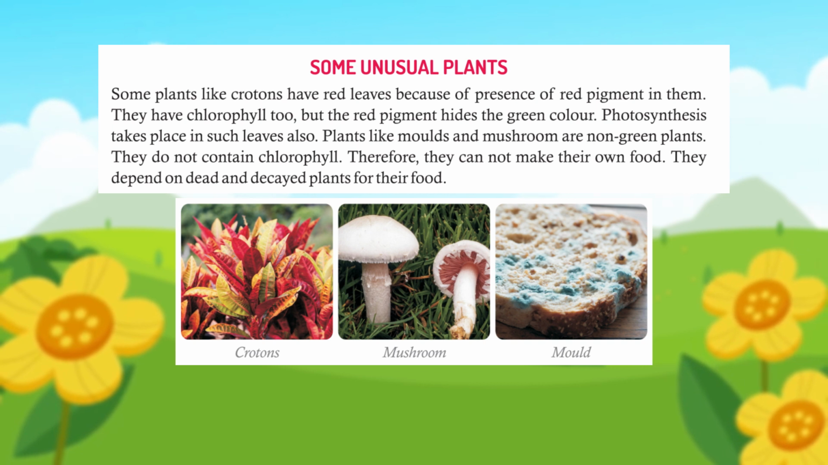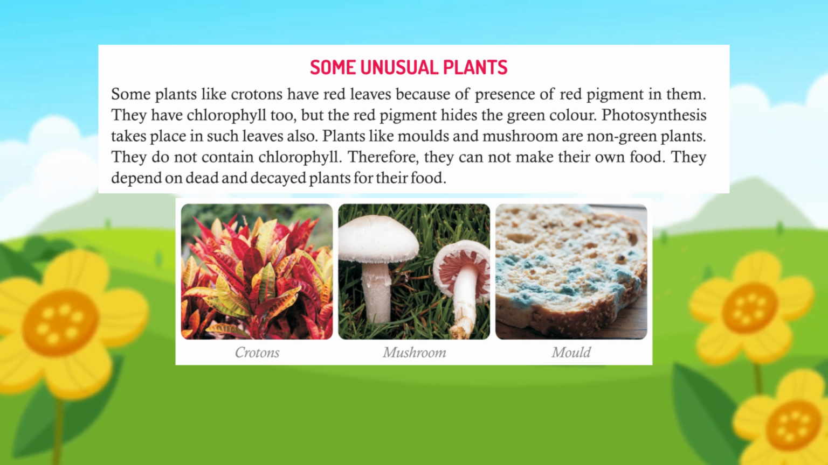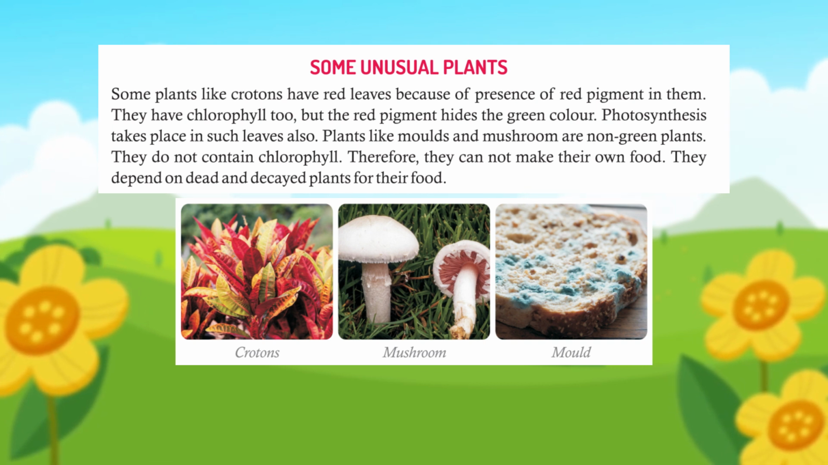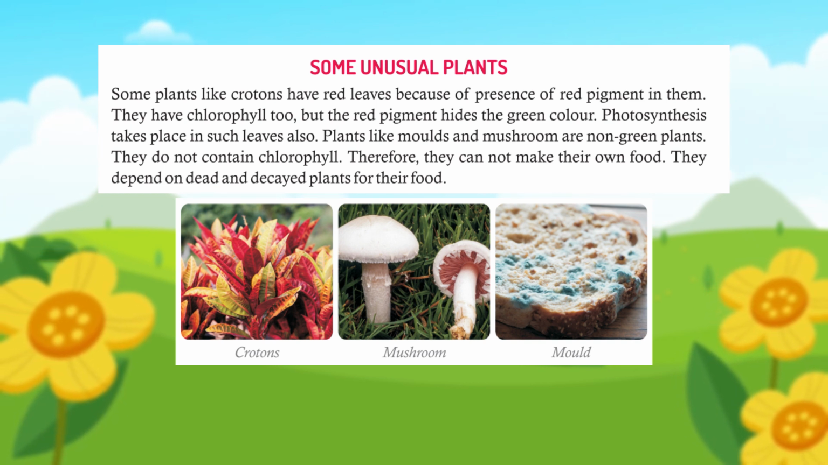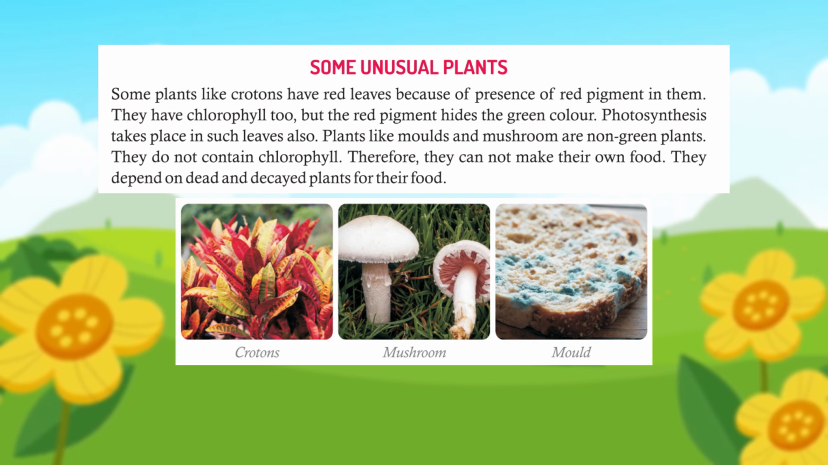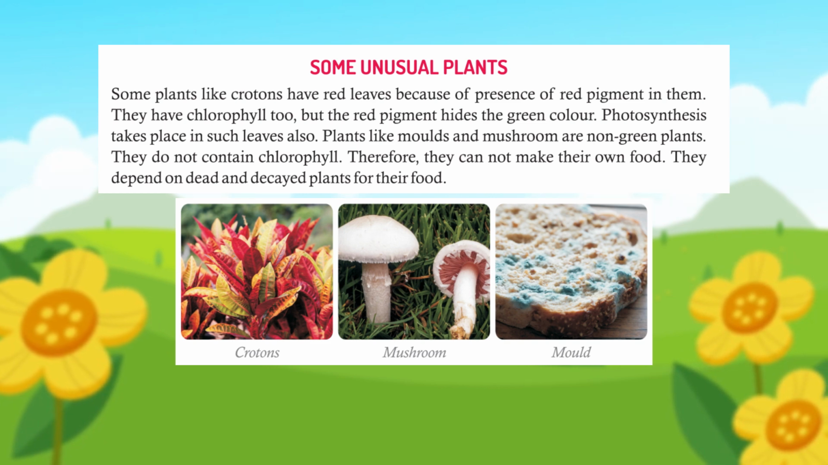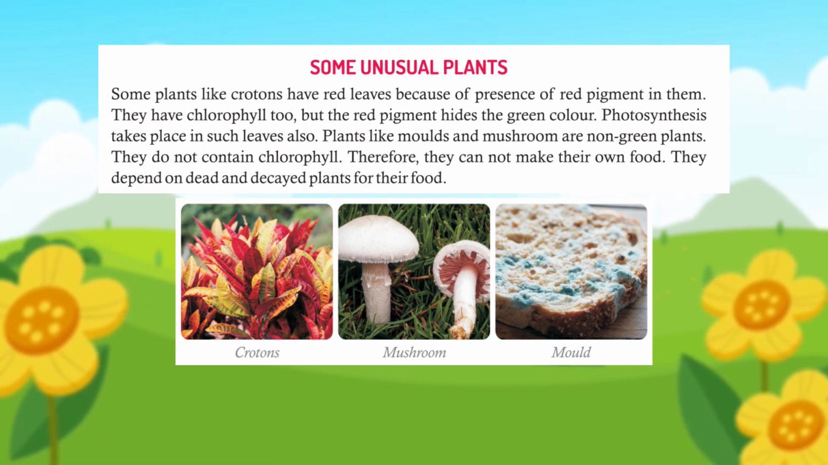Plants like molds and mushrooms are non-green plants. They do not contain chlorophyll. Therefore, they cannot make their own food. They depend on dead and decayed plants for their food.